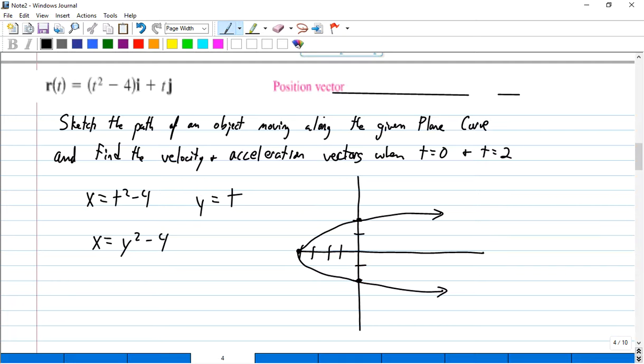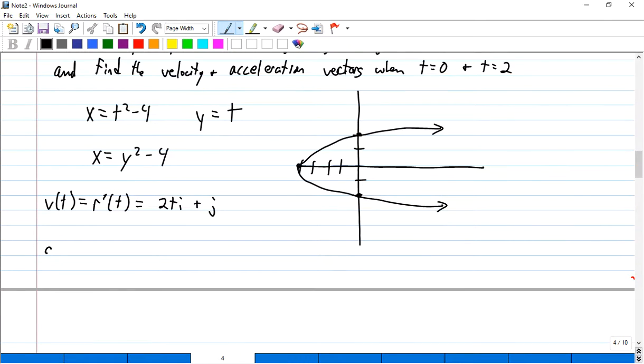If I want to figure out the velocity when t equals 0 and t equals 2, then I need to find the velocity vector. Since I've sketched it, the velocity at any time, v of t, is going to be equal to r prime of t, which is 2t i plus 1 j. What about the acceleration vector? The acceleration vector is the derivative of the velocity vector, or the second derivative of the position vector. So that's just 2i, because the derivative of 1 is 0, so that component goes away.